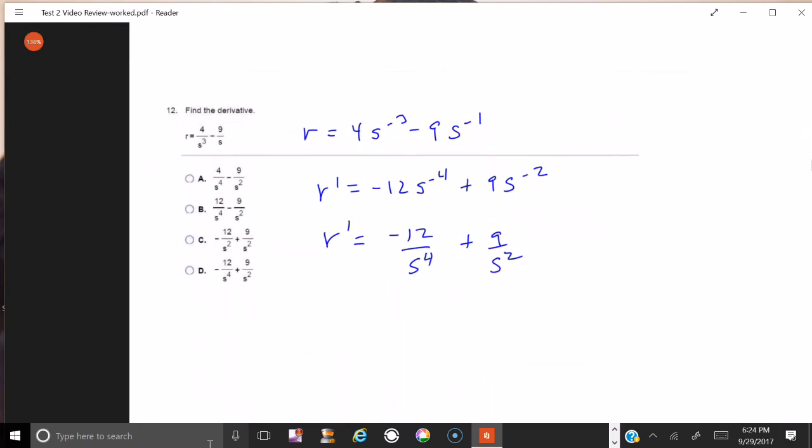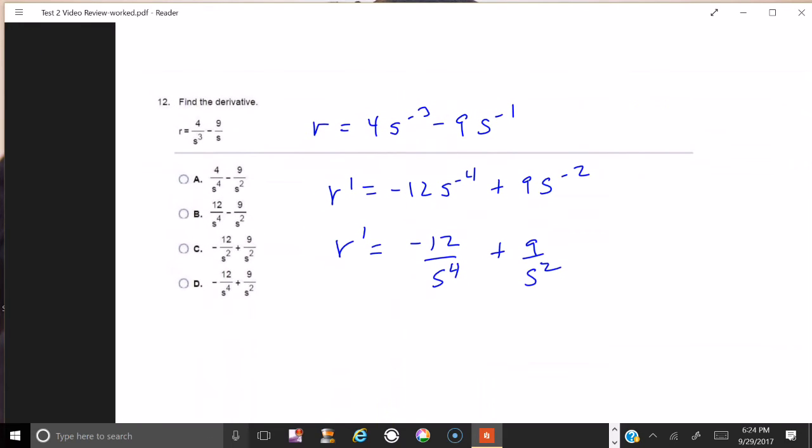Now we have a function of s. We need to rewrite this as 4s to the minus 3 minus 9s to the minus 1. Taking the derivative, we get minus 12s to the minus 4 plus 9s to the minus 2. Rewriting this, we get minus 12 over s to the 4th plus 9 over s squared. And this is answer D.